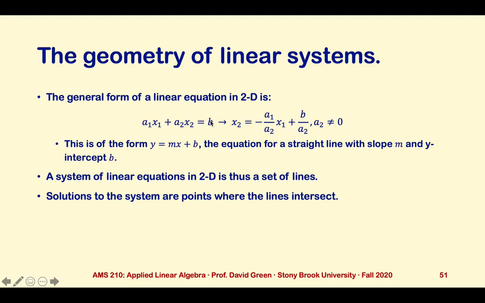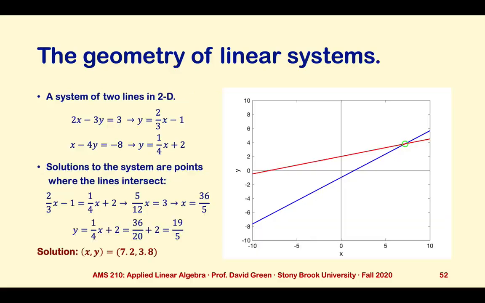If a general linear equation in 2 dimensions is a straight line, then a system of linear equations in 2 dimensions is a set of straight lines in a 2-dimensional plane. Solutions to the system, that is, values of the variables that can be placed into both equations to make them true at the same time, are points where the lines intersect.